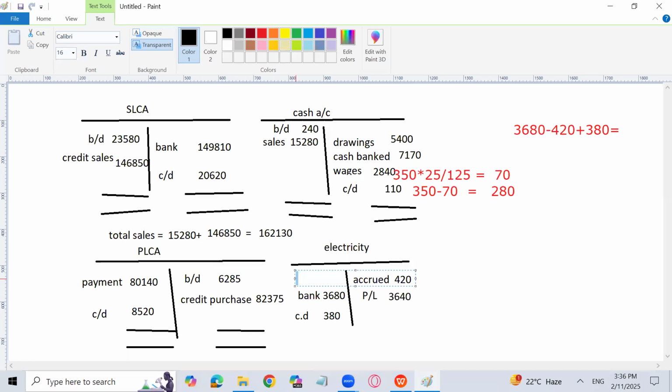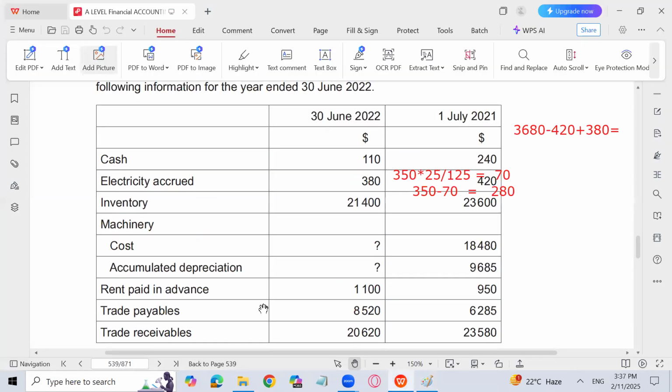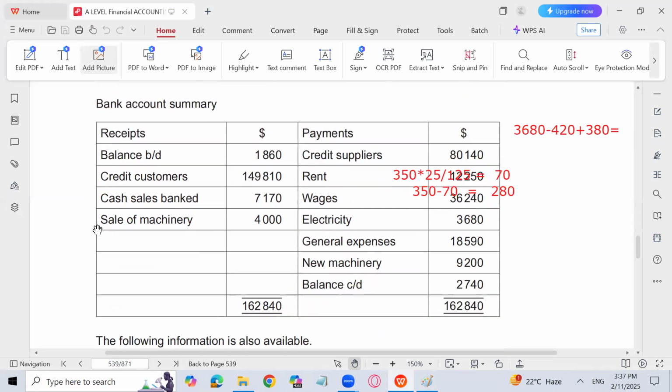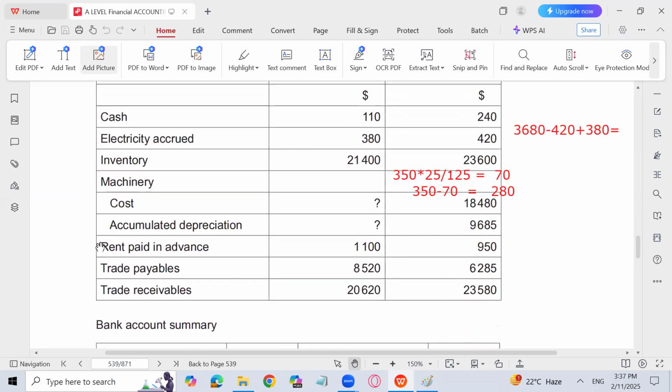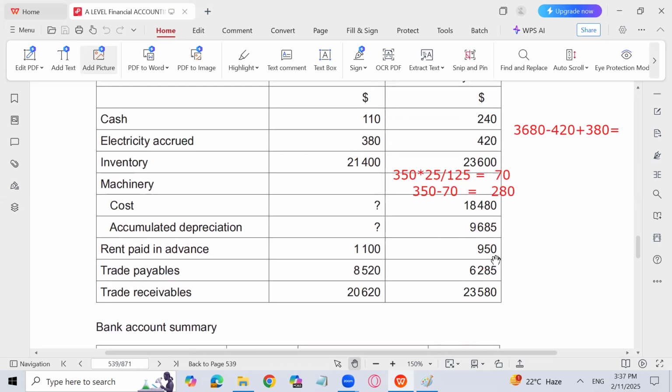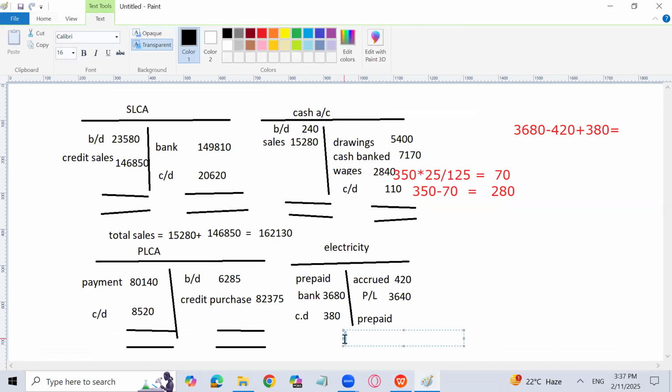If prepaid is given opening and closing, which is not given in electricity actually, it is given regarding rent. So prepaid opening will be added and prepaid ending will be subtracted, because that is the bank figure which is given in the question. So let's see. The rent is how much? 12,250. So 12,250 plus 950 minus 1100. 950 minus 1100 becomes 150. So you will subtract 150 from 12,250. What is the answer? 12,100 is the answer for the rent. I will write here.